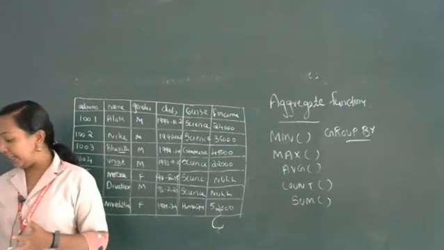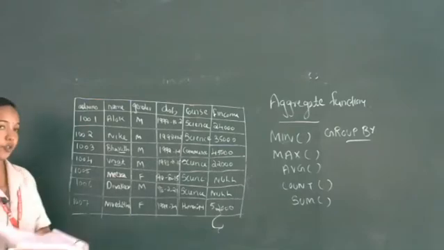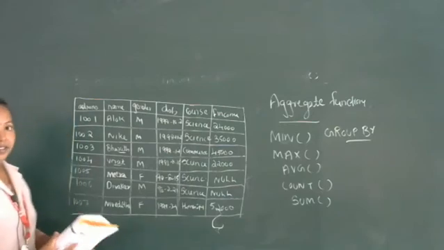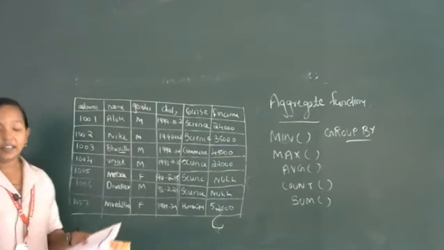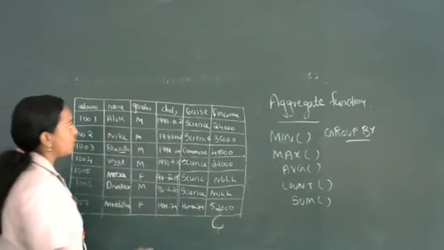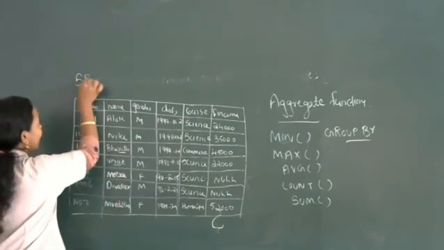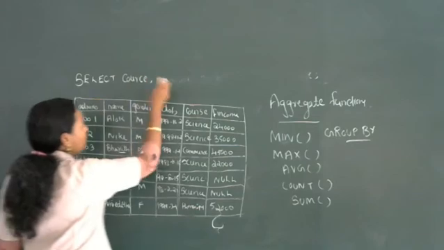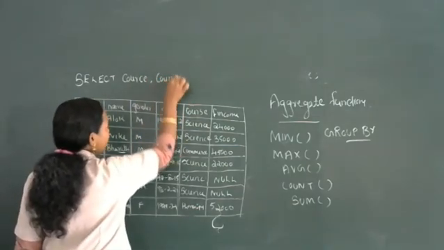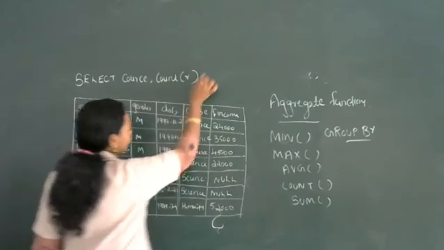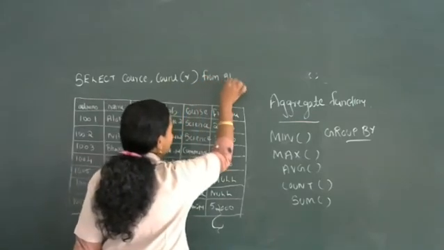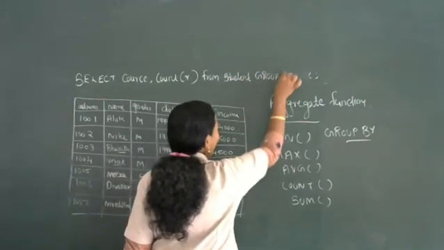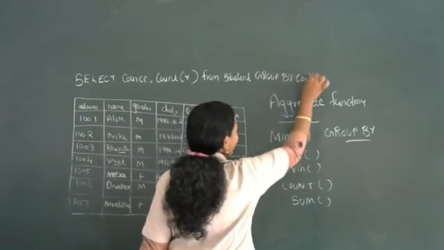So how will I find out the number of students in each batch? What do I want to get? I want to get the subject, that means course, along with the number of students. So I can write like this: select course, comma, count star from student group by course.